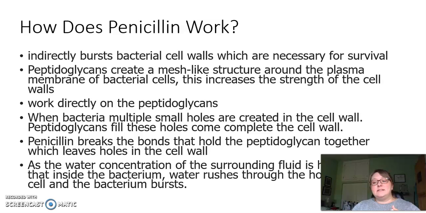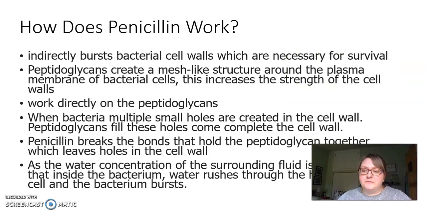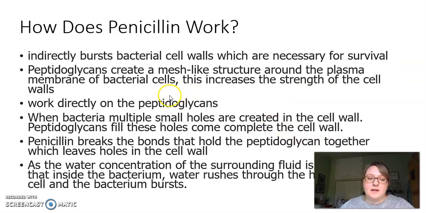And so what penicillin does is it breaks down those bonds that hold it together, and it leaves holes within the cell wall, making them more permeable to the outside. And as the last point says here, as the water concentration of the surrounding fluids is higher than the inside of the bacterium, the water then rushes in through those holes and then blows up the bacteria, basically. So it's kind of a neat little function that it's got going on there.